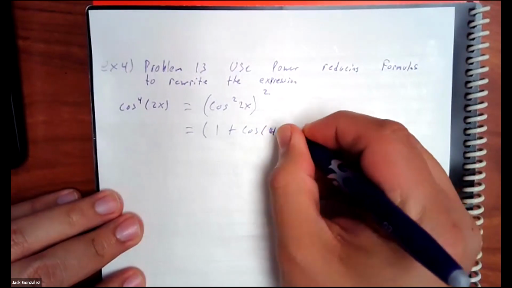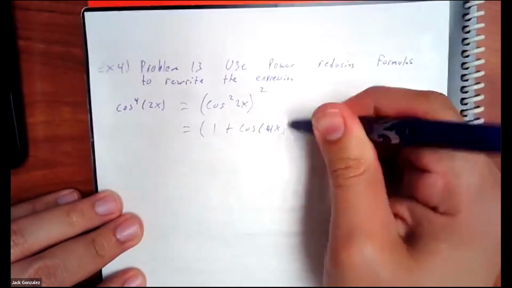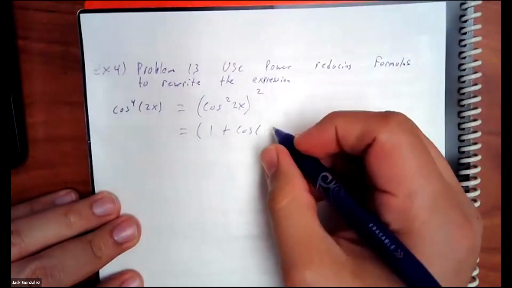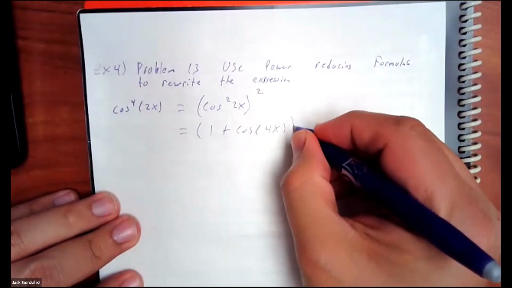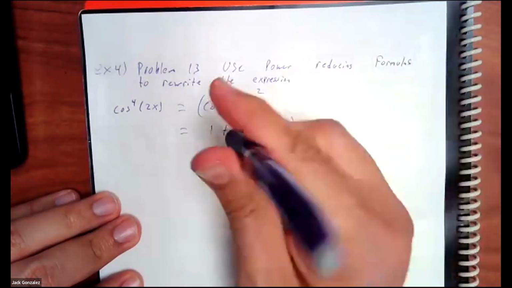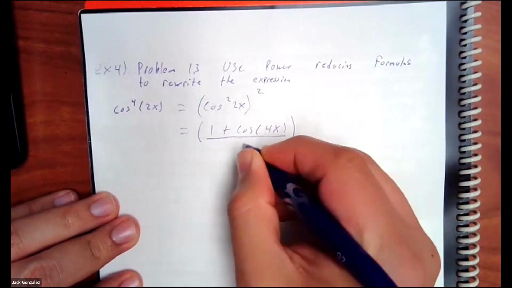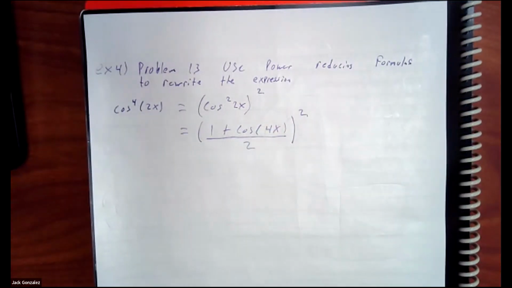But this one becomes 4. Sorry. Let me write that better. Do you see the power reducing formula, how it doubles the angle? So it was already 2, so it's going to double it again. Although we still have a square here. So we're going to have to square the top and the bottom.